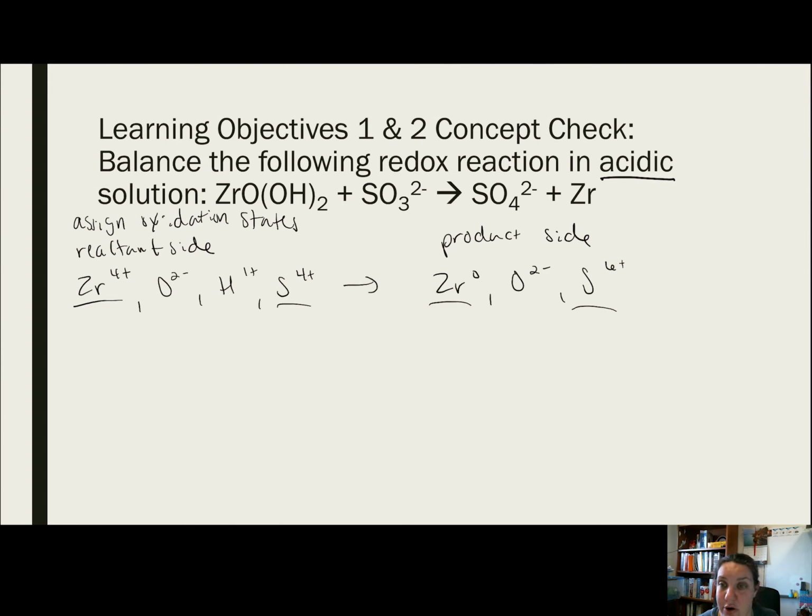Now we can break into our two half reactions. We have zirconium species going to zirconium.